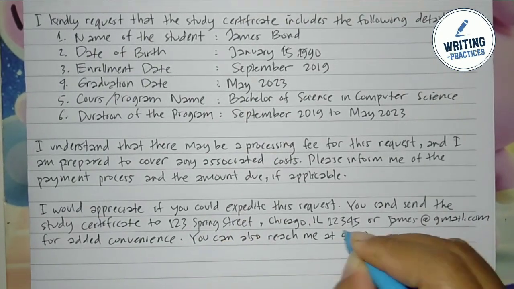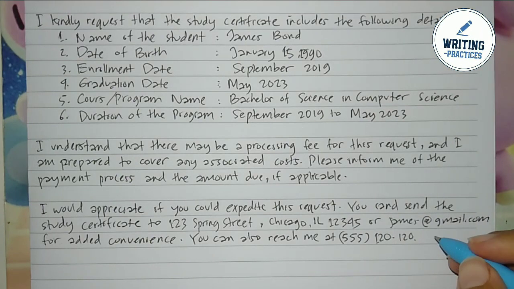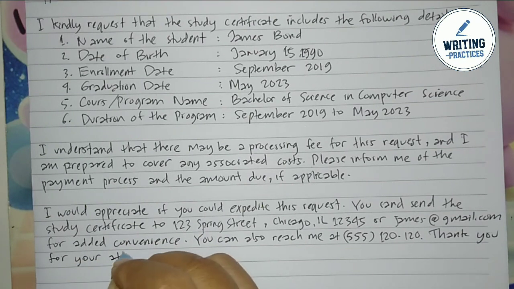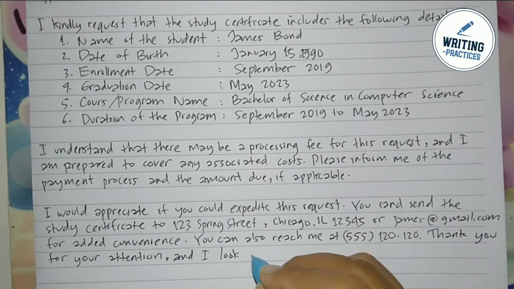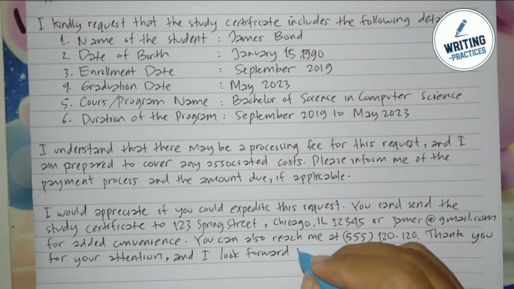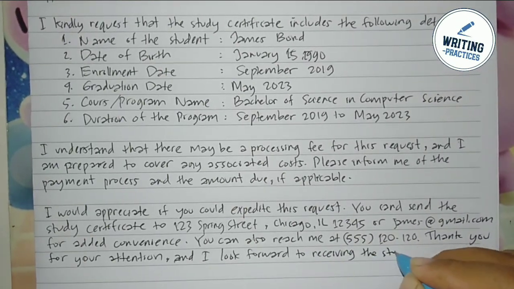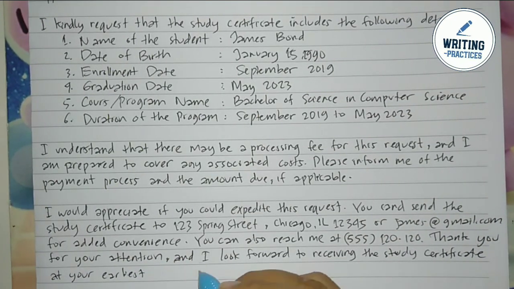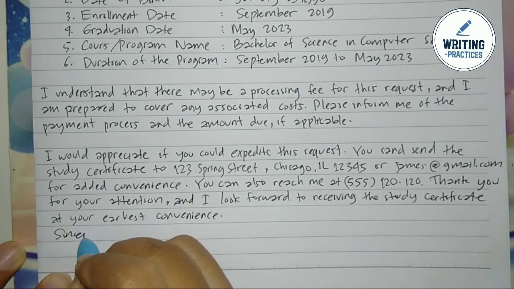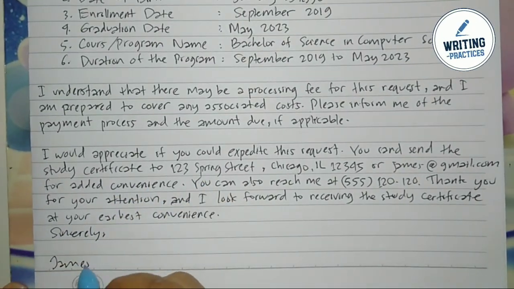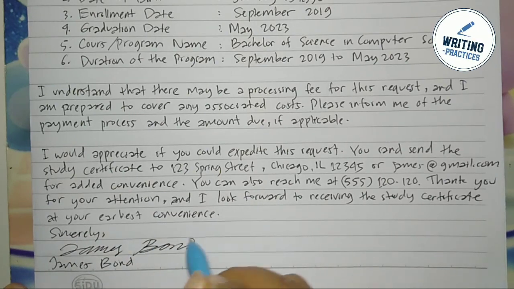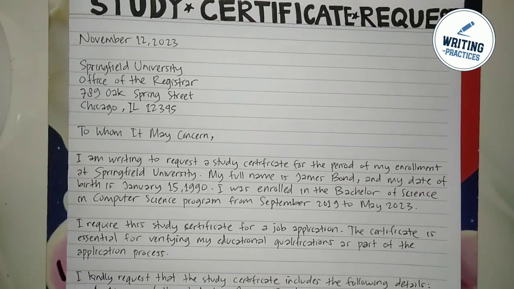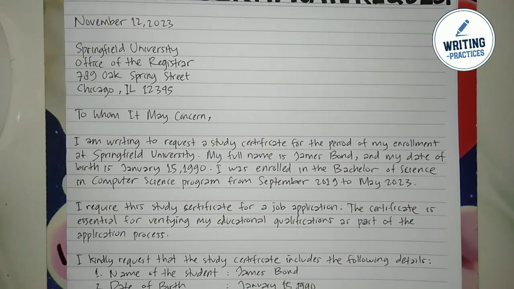Besides that, you can also provide your contact information. Here, write your contact information, including your email address and phone number, so that the institution can reach you for any clarifications or updates regarding your request. For example, "If there are any forms or documents that require my signature or any further information needed from my end, please do not hesitate to contact me." And for the closing, conclude the letter with a polite closing, such as "Sincerely" or "Yours faithfully," followed by your signature. You can also add enclosures. If you are including any additional documents or forms with your request, list them here.